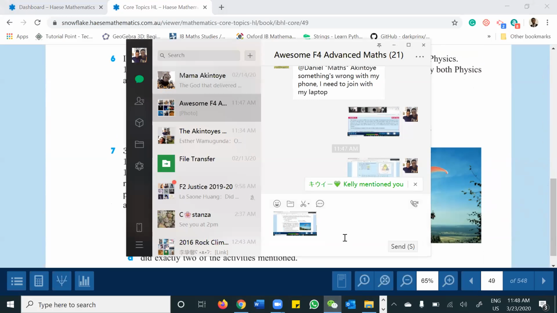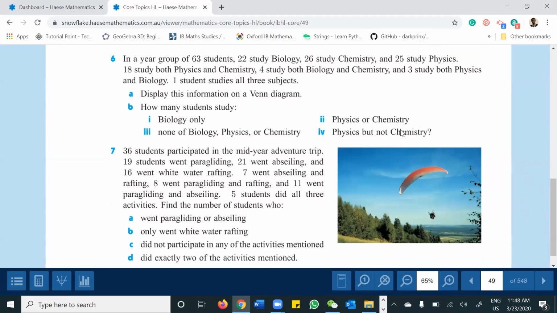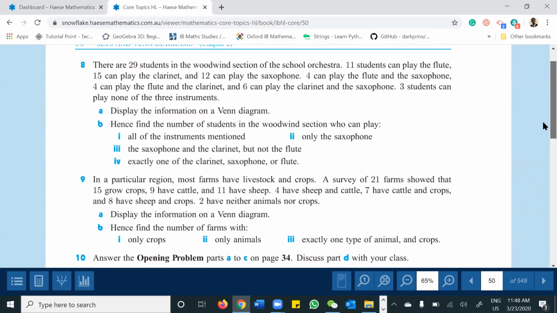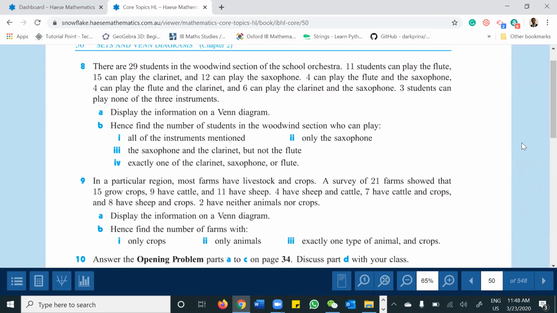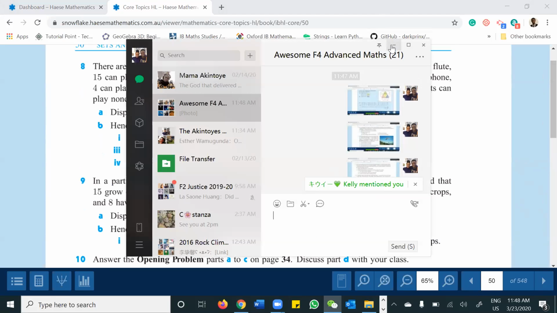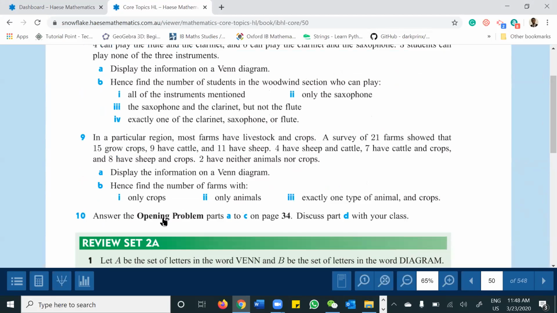Once the class ends, you may continue later. I might ask you to submit 1 or 2 of these, maybe not. I'll let you know. So you should be able to answer the open problem on page 34. Okay, let's go to the open problem also.